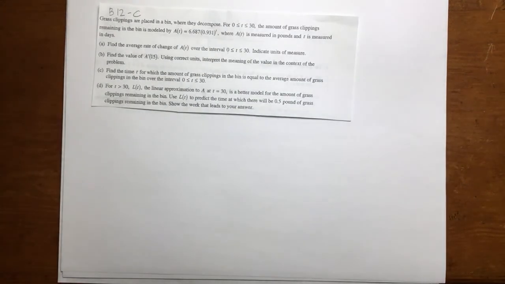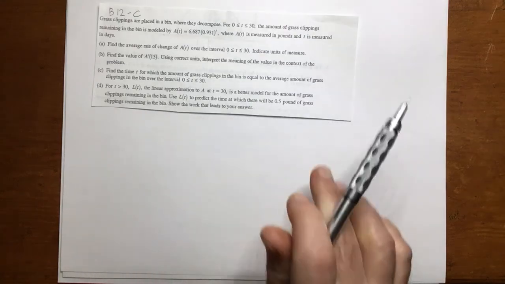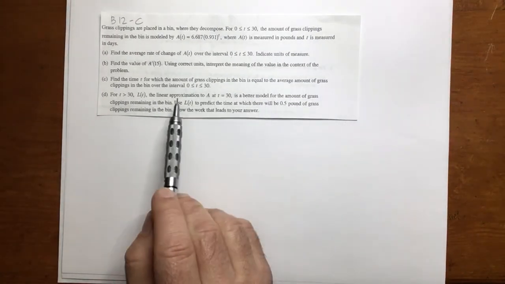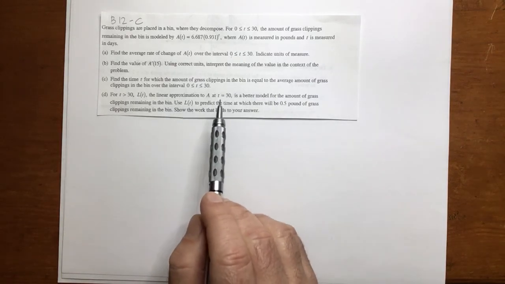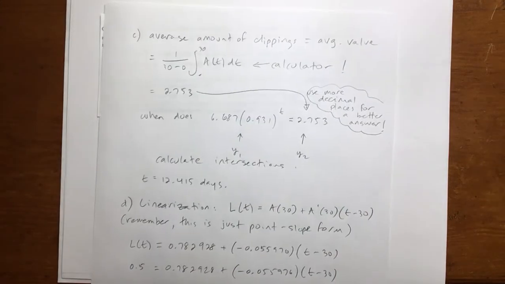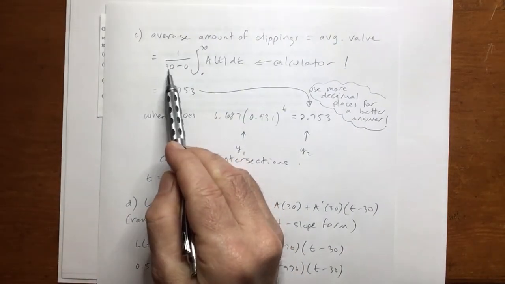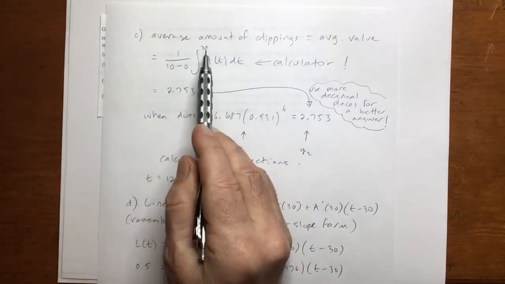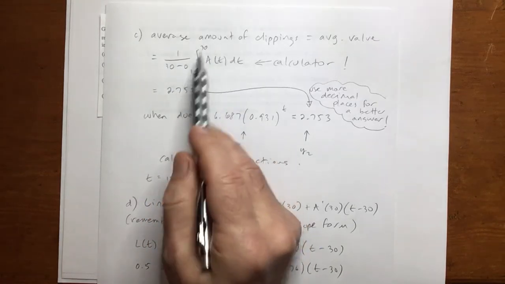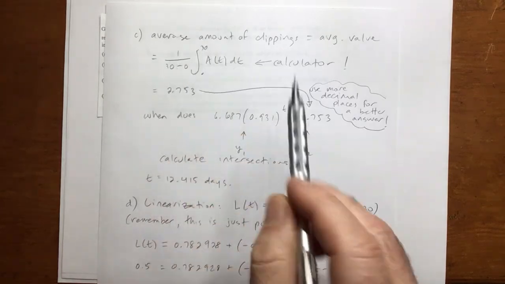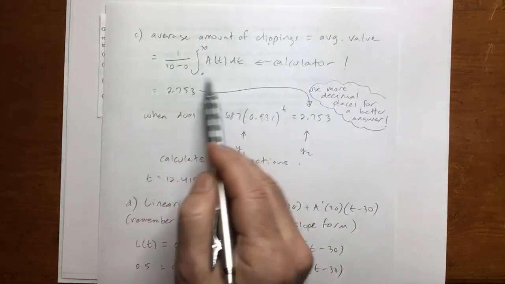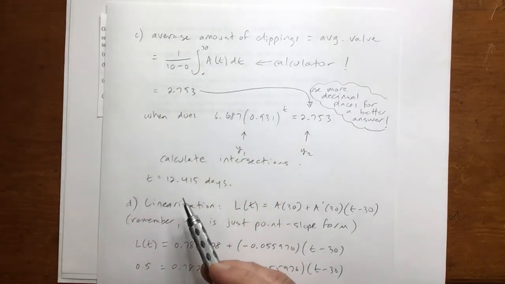Okay, part C. Find the time for which the amount of grass clippings in the bin is equal to the average amount of grass clippings. So this is a two-part problem. Okay, so average amount, you have to remember the average value. So 1 over the difference in the interval right here, so 30 minus 0, times the area under it. Don't forget, this comes from that sloshing glass of water. You guys have a lot to memorize. You can always develop that if you look back.